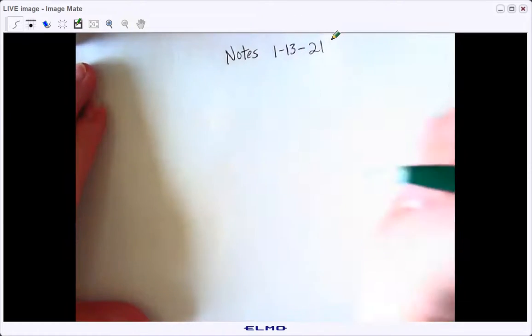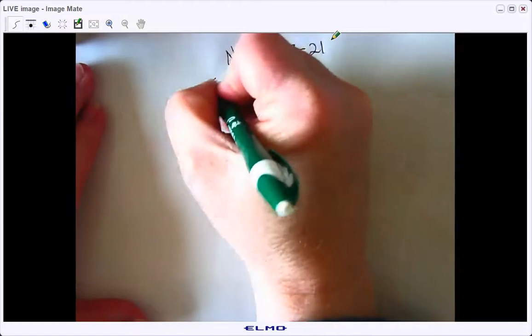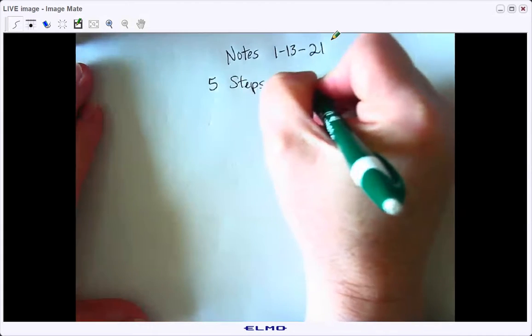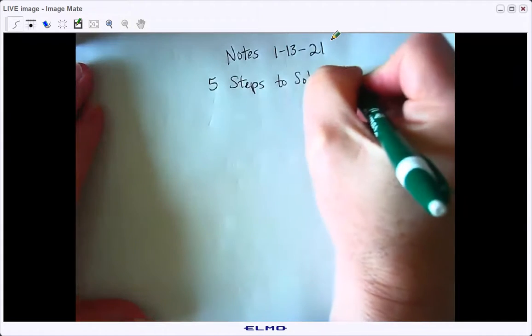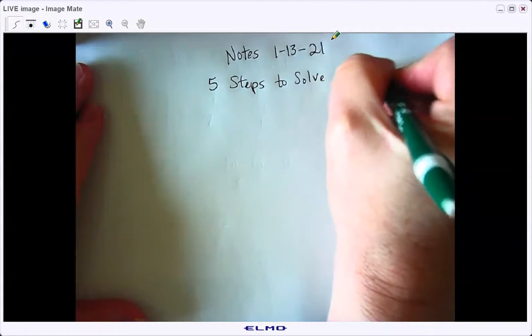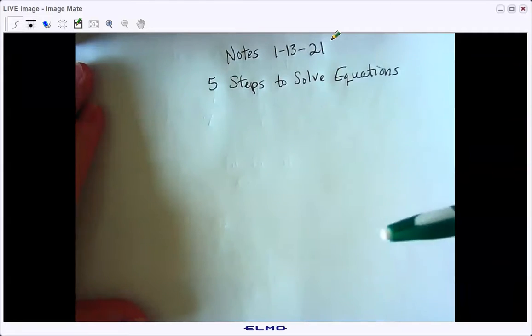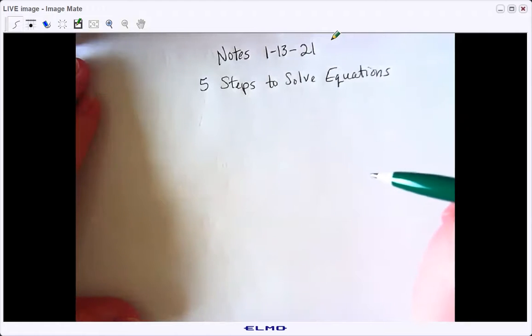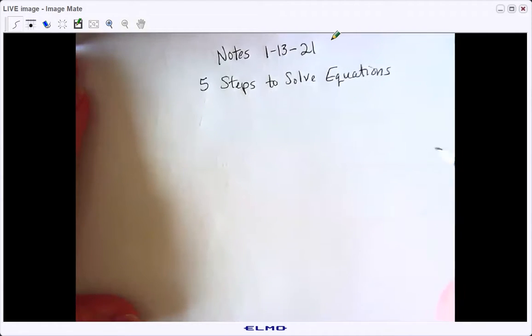So we're going to do a little bit of review of 5 steps to solve equations. This is the first part. The second part will be on the radicals. Now, this is to solve probably like 99% of any of the equations that you'll be given to solve. There's a few exceptions, but like I said, this handles most of them.